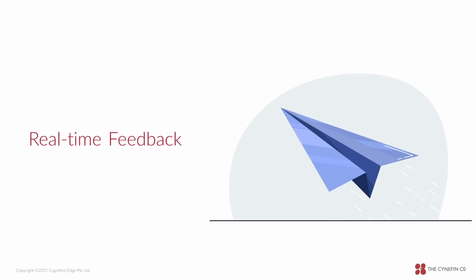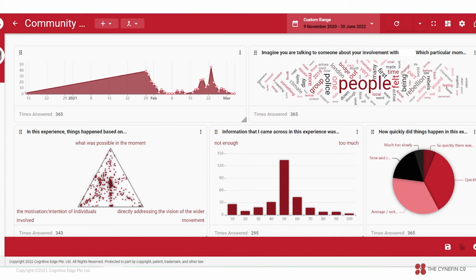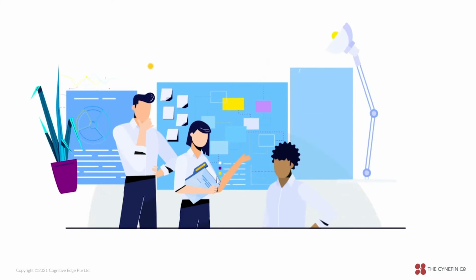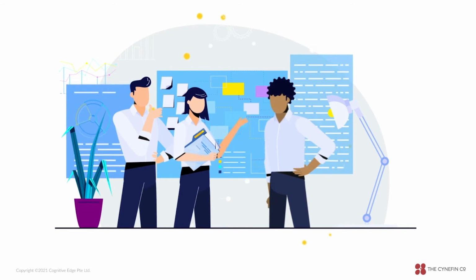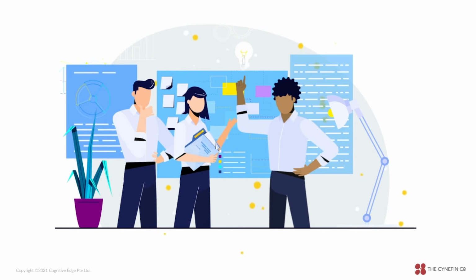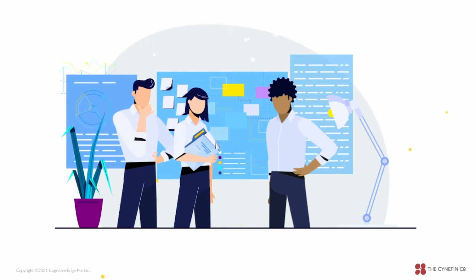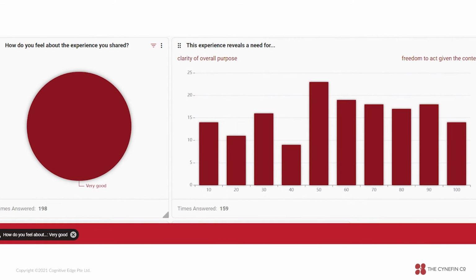The second principle is real-time feedback. As the data flows in, it shows up in real time in the Sensemaker dashboard. This means you can see the data instantly and act on it while it's still relevant, rather than waiting months until all data is collected, analyzed, and presented in a report. The data dashboard is simple, making it easy for those without data experience to use.